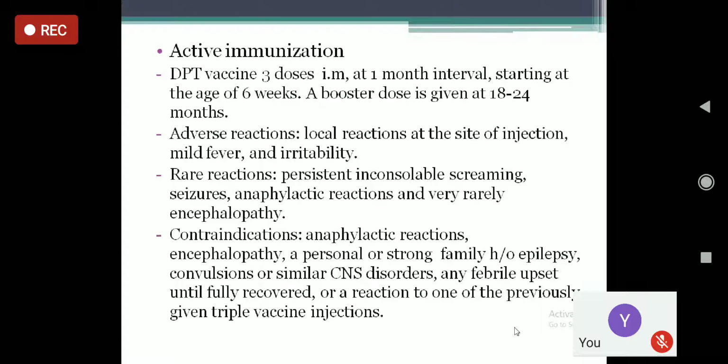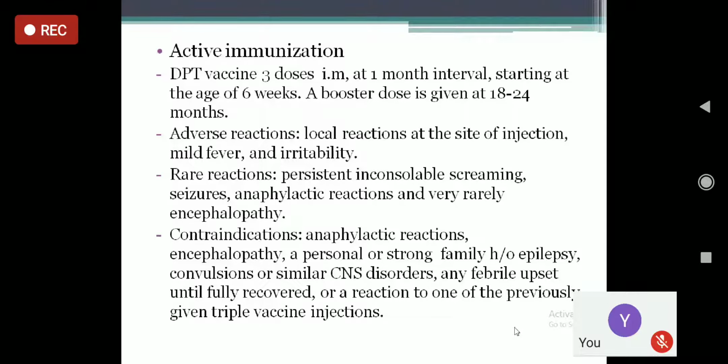Seizure. Some children may develop seizure. Some children may develop anaphylactic reactions, and very rarely encephalopathy can develop. And contraindications: if the child has any history of anaphylactic reactions in the past, you shouldn't give it. If the child is having encephalopathy, you can't give it. If there is a strong family history of epilepsy, if the child's mother, father, or the child itself is having epilepsy or a convulsive disorder, you can't give it.